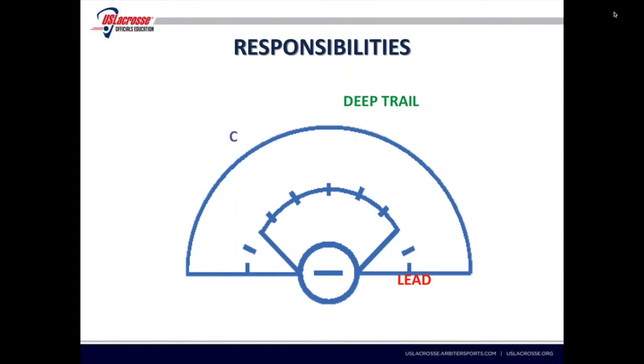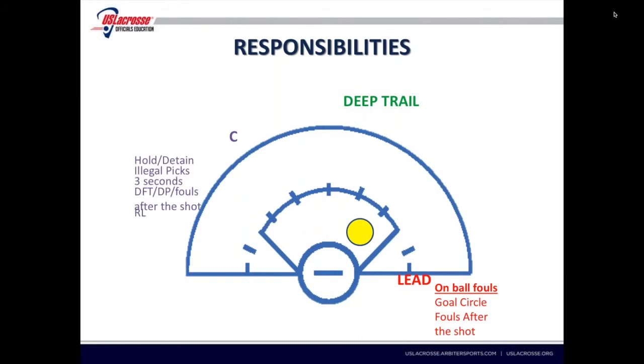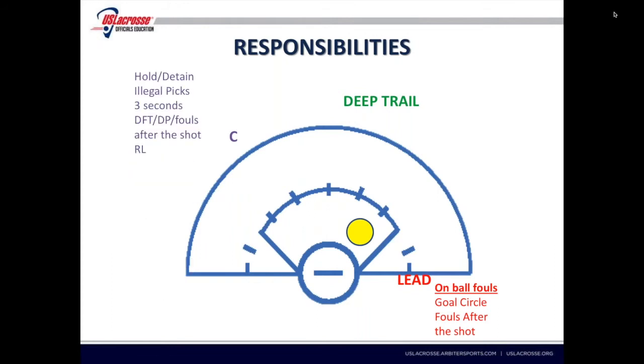Each official has specific responsibilities with each changing position of the ball when it is in the CSA. Lead, when the ball is on lead side, would have on-ball fouls, goal circle fouls, and fouls after the shot. C will have mostly off-ball fouls. And deep trail in this situation would have a shooting space call and off-ball calls as well.